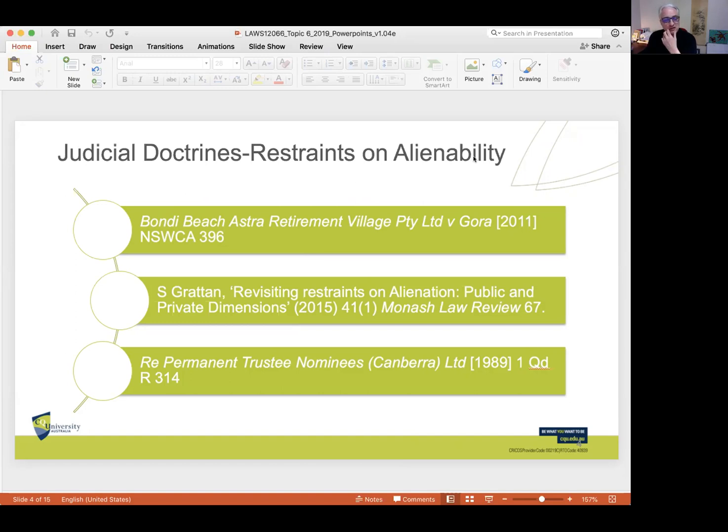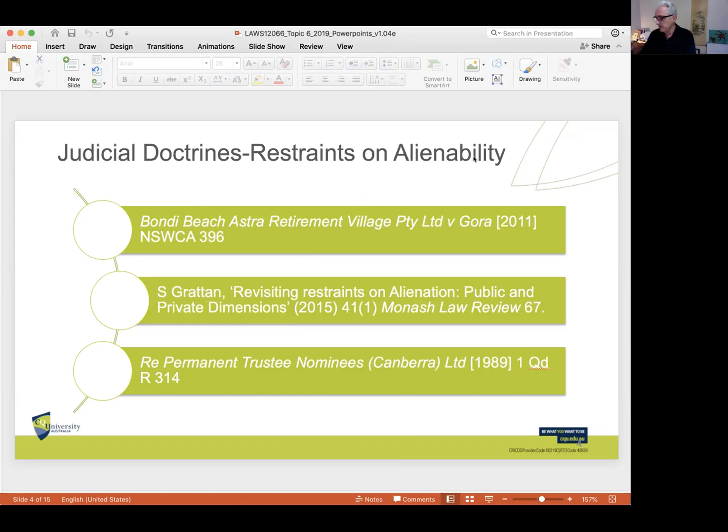You can see there in the slides that I'm indicating for you to have a look at the Bondi Beach case. When you read this case, you can maybe think about the vistas of Bondi Beach, if you haven't seen that famous beach in the Sydney area. But this involves a retirement village in that area. And then the article by Scott Grattan is referred to significantly, with this short extract taken from his article at pages 657 to 659.